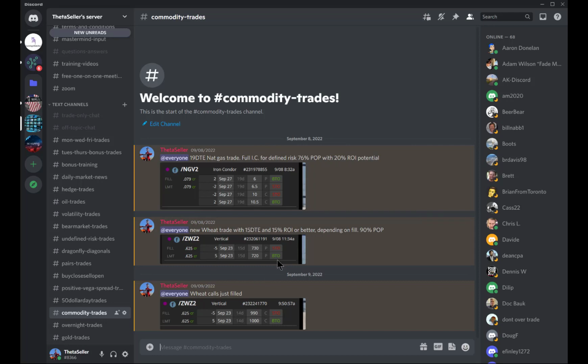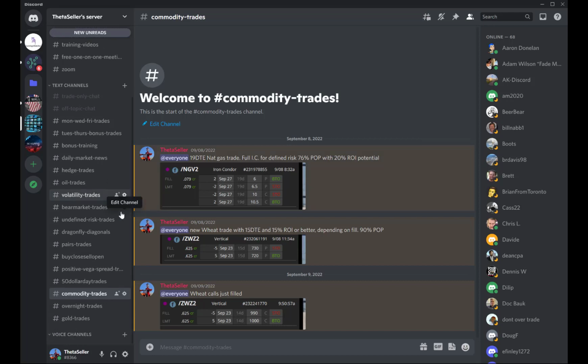So again, we love commodity trades. They have incredibly high rate of return potential. They can be a little tricky to manage, but they have incredibly high rate of return potential. And again, they give us some asset diversification away from equities.